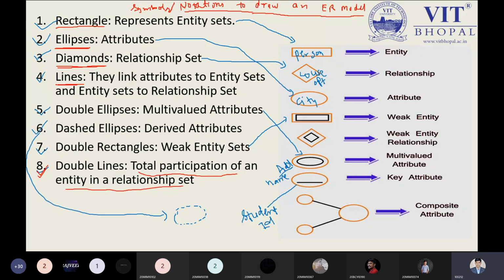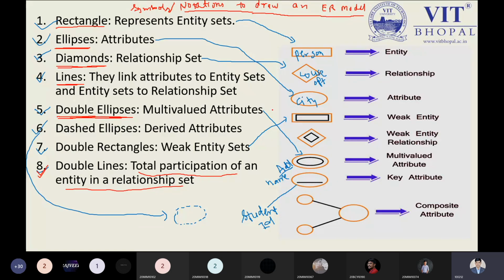Next is the double ellipse. Double ellipse is applicable when we have multi-valued attributes. Now, what is a multi-valued attribute? The symbol you have to keep in mind is already drawn over here. Now see this diagram. Double ellipse means we are talking about a multi-value. So where will it be applicable? Which attribute can have multiple values? That is the point you are required to keep in mind.